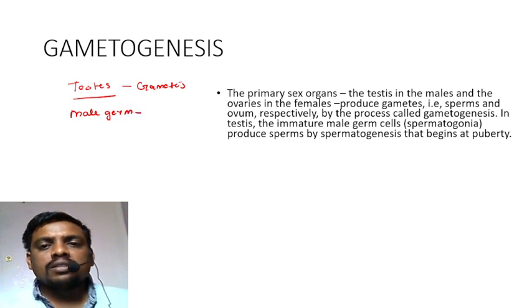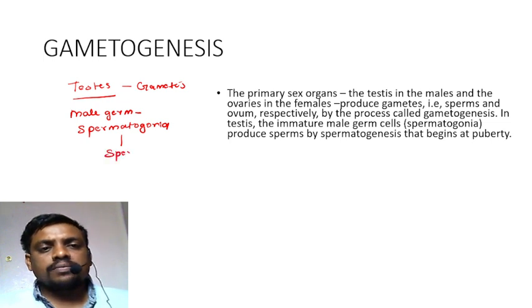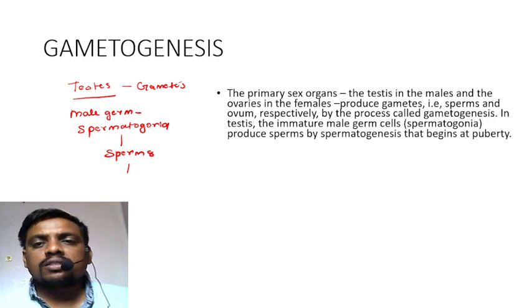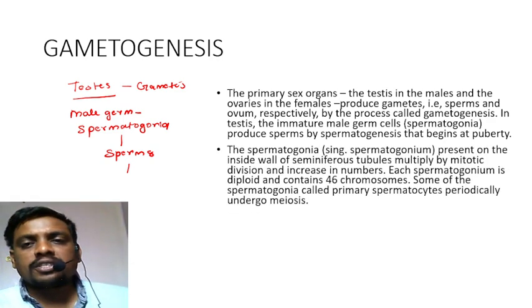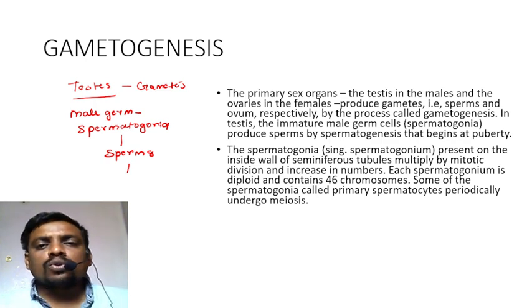Immature male germ cells are scientifically called spermatogonia. These spermatogonia produce the sperm cells by a process called spermatogenesis. It occurs during the time of puberty. Spermatogonium, what is that?